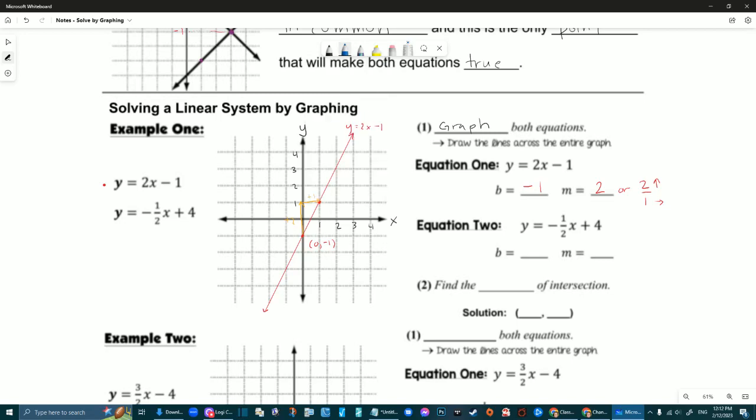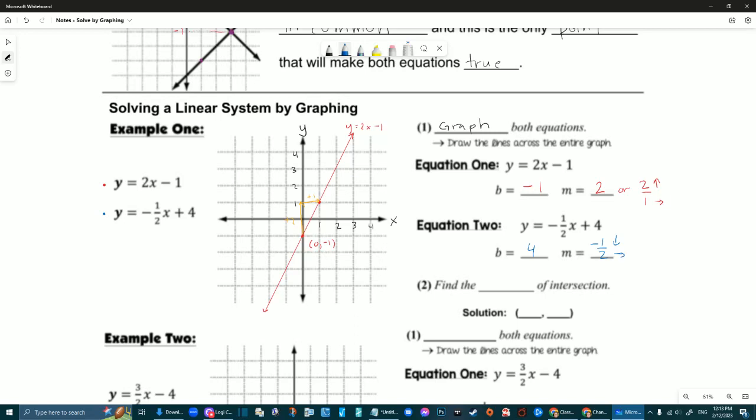Okay, let's repeat for equation 2. Y equals negative 1/2 x plus 4. I'm going to color code that with blue. My y-intercept is the constant at the end, positive 4. My slope is the coefficient in front of the x, so negative 1 over 2, which tells me down 1, forward 2.